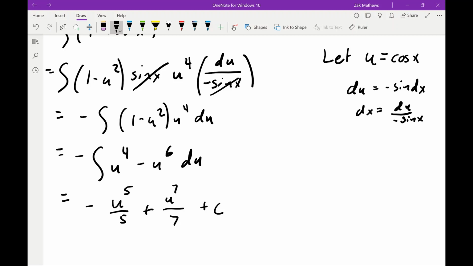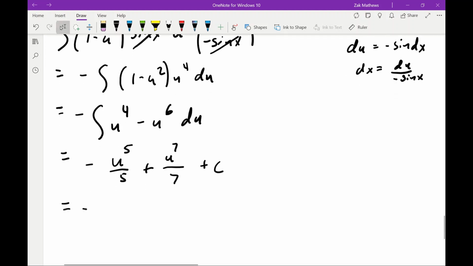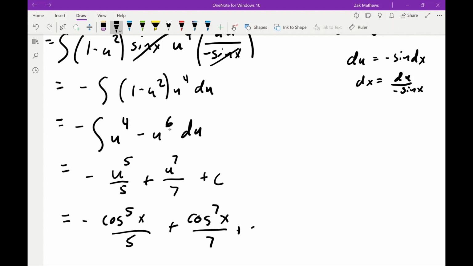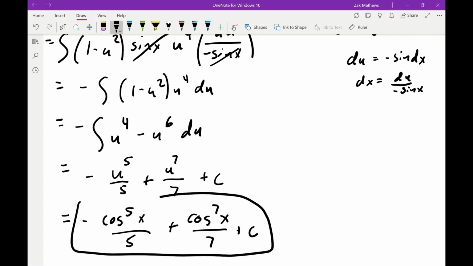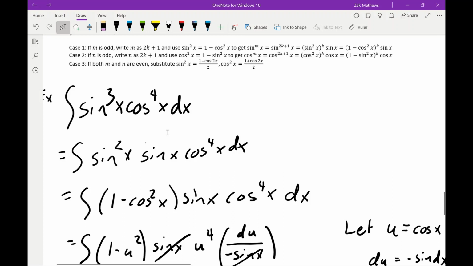And so now we would need to go back and replace those u's with what they should be, which was cosine of x. So cosine to the 5th x over 5 plus cosine to the 7th x over 7 plus c. And that was pretty easy once we made that substitution. The trick was just recognizing that we need to make that substitution, or replacing, really breaking apart that sine.